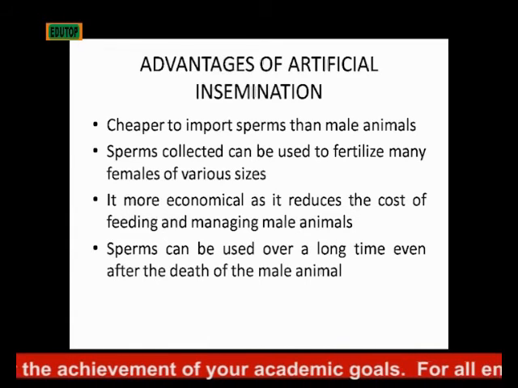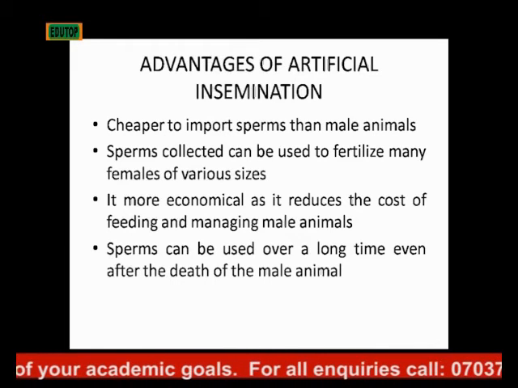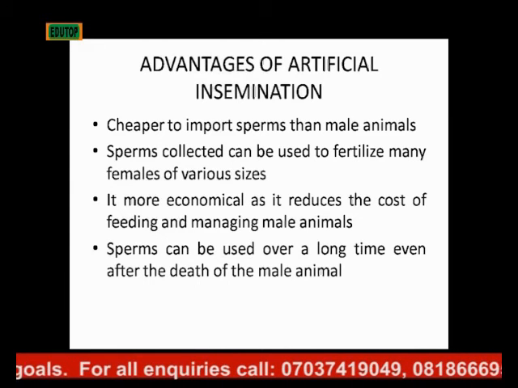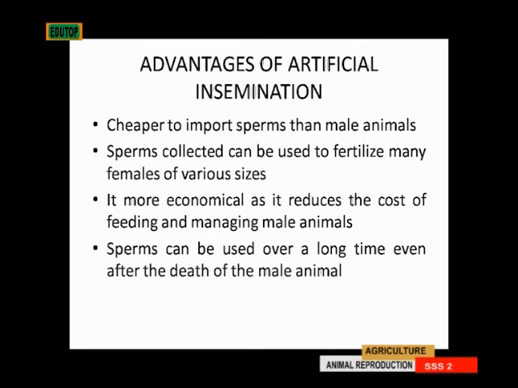Then it is more economical, as it reduces the cost of feeding and managing the male animal. You know, when you bring in the male animal, you have to feed it, you have to look after it, do veterinary service and the rest. But when you just bring the semen, you just keep the semen under minus 196 degrees Celsius in nitrogen, and that's all. So it is economical. Then the sperms can be used over a long period of time. Even after the death of the male animal, you keep on using the sperm. So those are the advantages of artificial insemination.